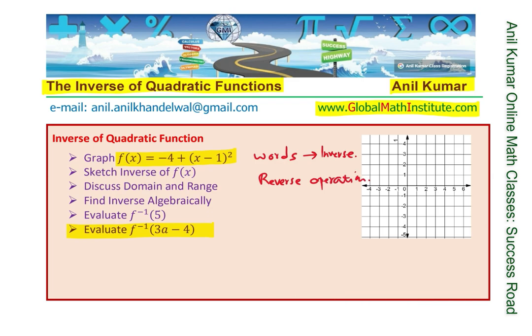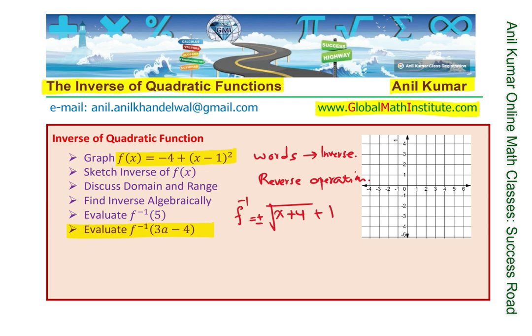Reverse operation is you add 4, right? Square root and then add 1, correct? So we get the inverse of this as x, you add 4, correct? And then you square root, correct? And then you do plus and minus, and then you add 1. See how easily we got the inverse of this particular function.